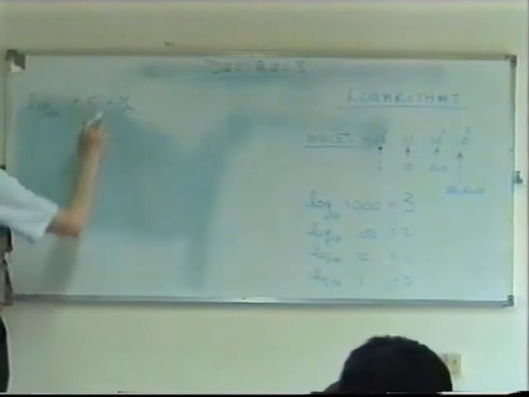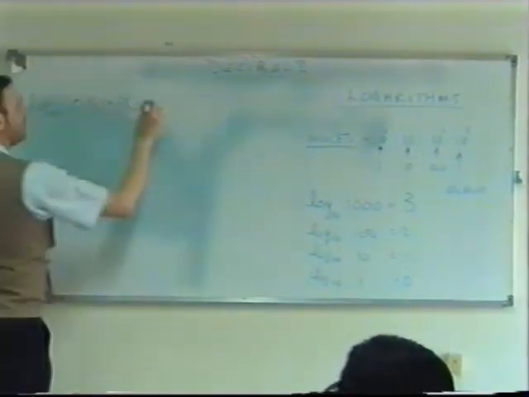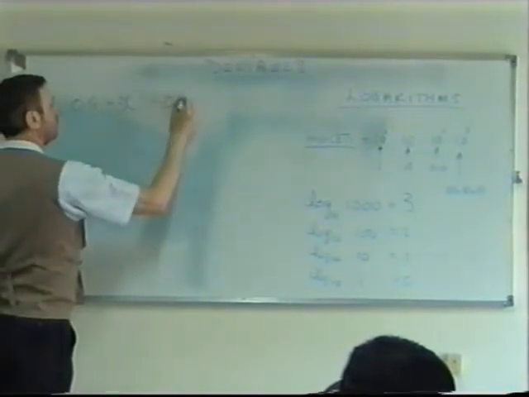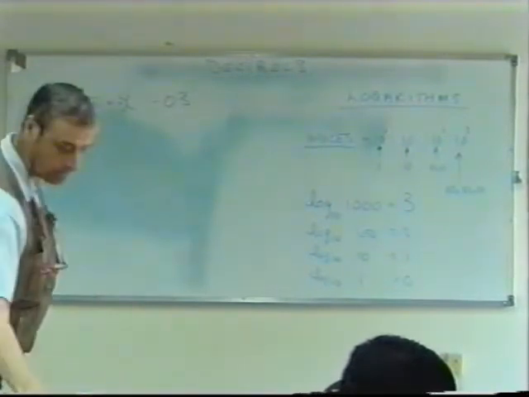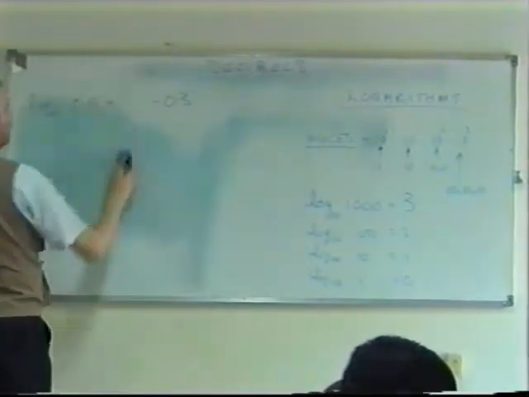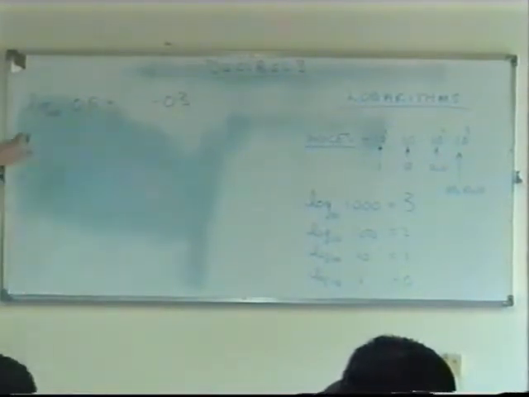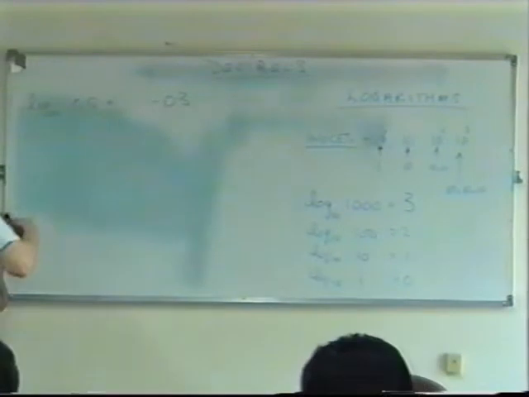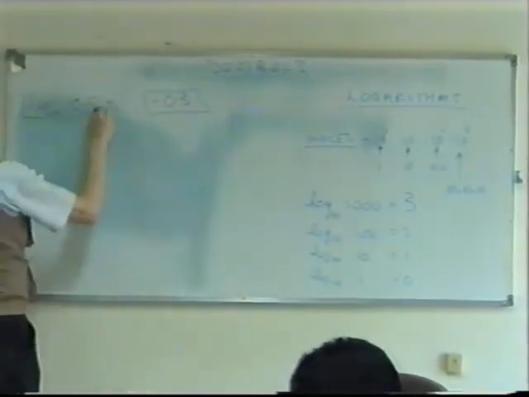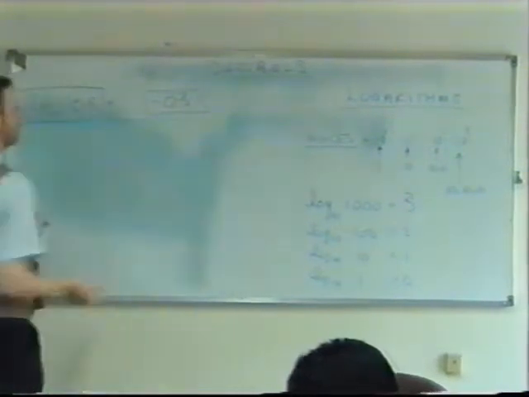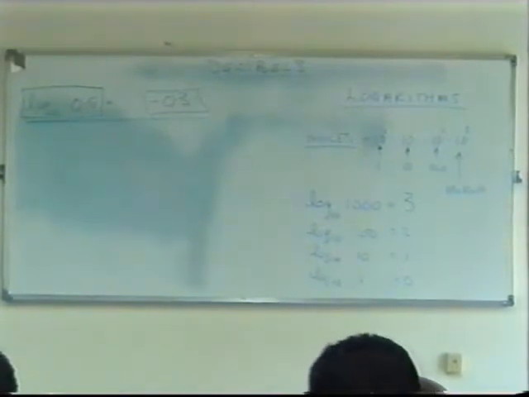But the logarithm of 0.5 is equal to minus 0.3. That's what it's equal to. I'd like you to make a little note of this because we're actually going to use this later in our work on decibels. The log of 0.5 is minus 0.3.